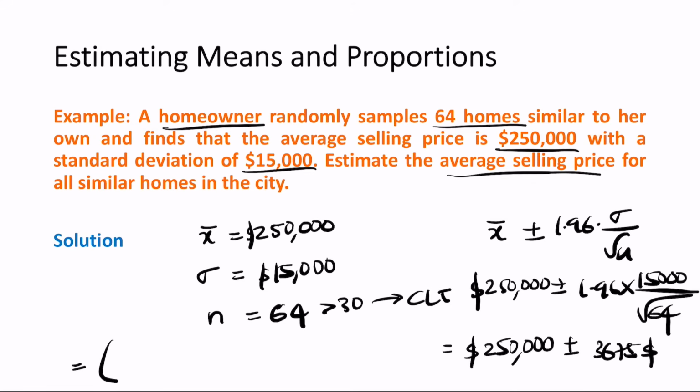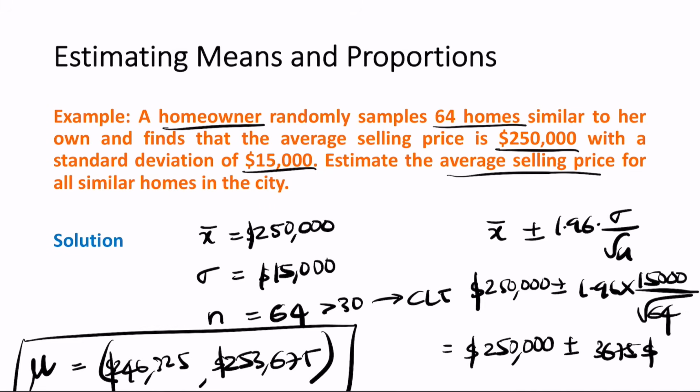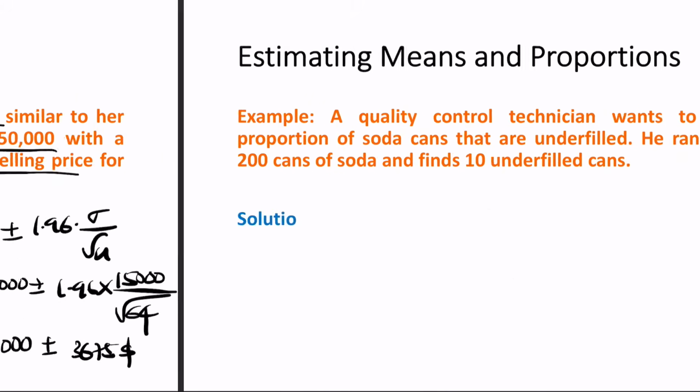So when you write the interval, you have 250,000 plus 3675, which is $253,675, and you have $250,000 minus 3675, which is going to be $246,325. So this is the estimate for the mean price of the homes in that area, and this here is the 95% confidence interval. Remember that we are generally estimating the 95%. If you just want strictly the estimate, this is strictly the point estimate.